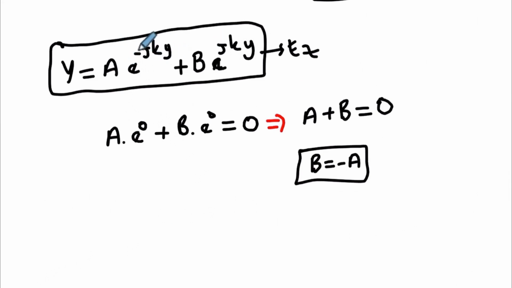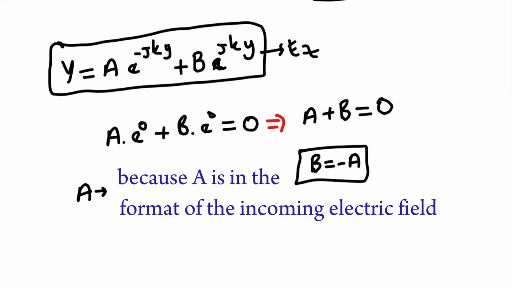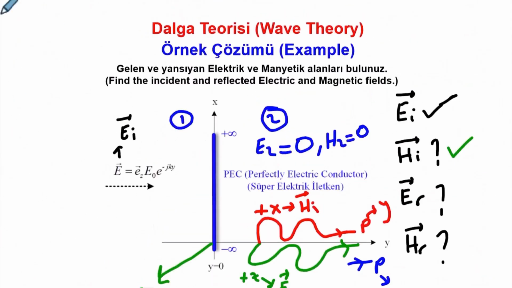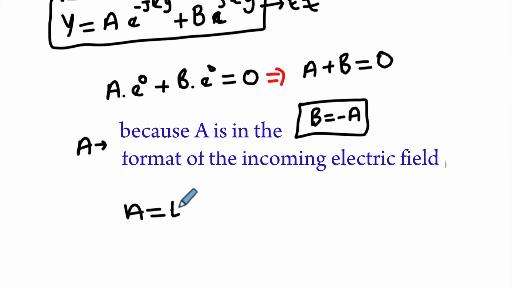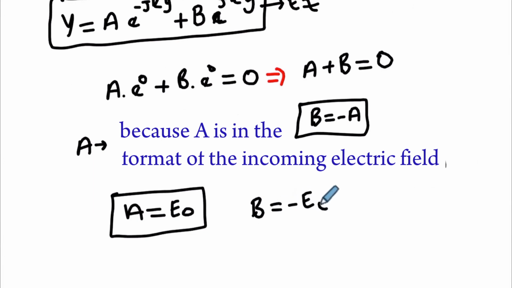Since there is one incoming field and one reflected field here, which one fits the format of the incoming field, friends? Here, a is in the format of the incoming field. Since it is in the format of the incoming electric field, friends, the a times e to the power of negative cky here corresponds to a times e to the power of negative cky. Our e0 here is actually our a, meaning a is automatically e0. If we found it this way, friends, then if b is negative a, then b is negative e0. So, we have found two unknown equations with two coefficients this way.